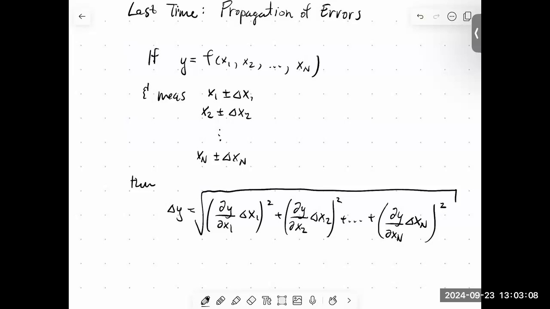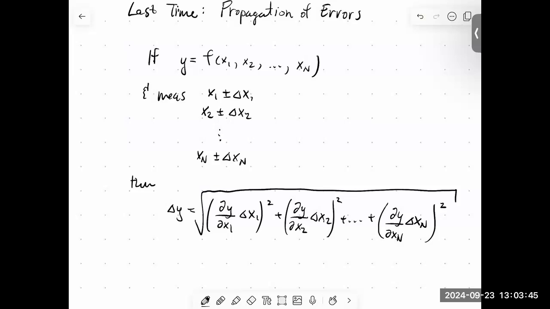Okay, so what I want to do today is some examples of applying this propagation of errors expression that we came up with last time. What I'm going to try to show is that, with the exception of one small change, this propagation of errors formula reproduces all of the rules that you memorized from first year. So let's see how that works.